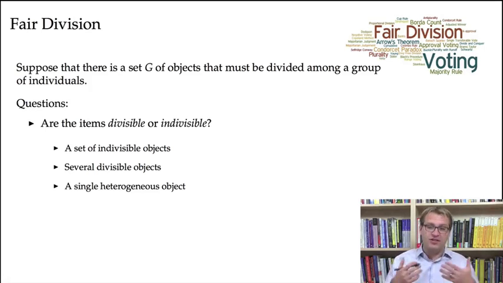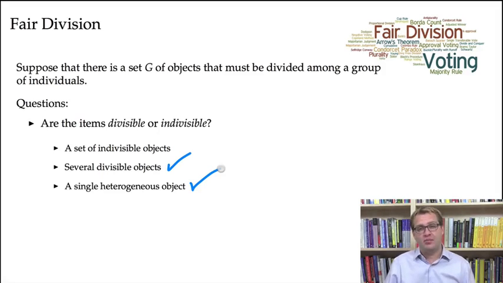First, that we have a set G of just indivisible objects. We cannot split up any of the objects, and we just have to divvy them up among all of the individuals. Or perhaps we have a few divisible objects. So there's several objects, and they may be divisible. Or there's a single heterogeneous object. So there's a single object. We're assuming the individuals have different opinions about that object.